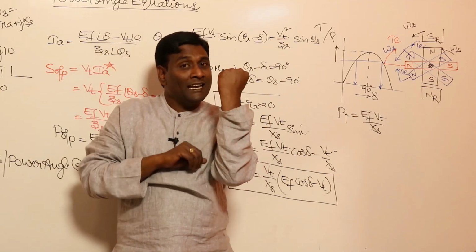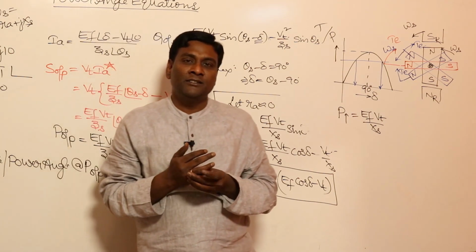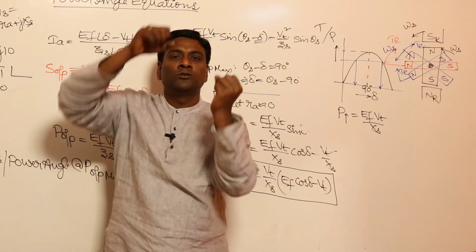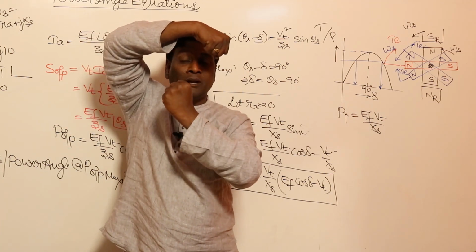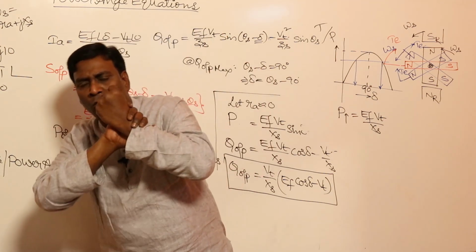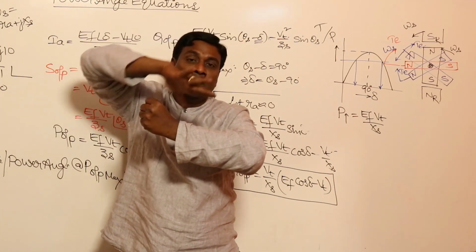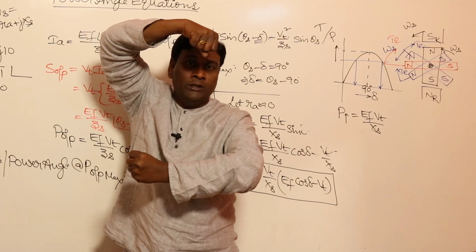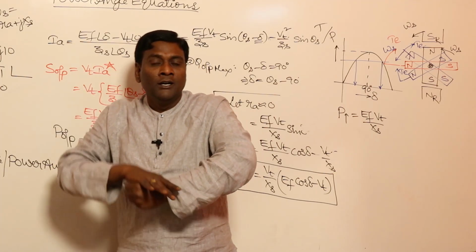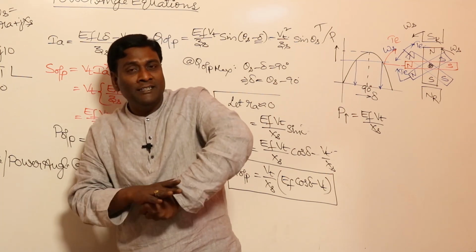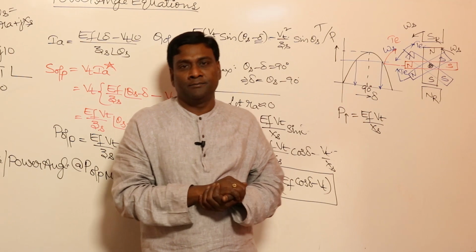Now you will understand why the steady state stability limit is 90 degrees. Who is keeping the rotor from here to here? The prime mover input. When the prime mover input is more, it will go here. If the prime mover input is still more, it will go here. If the prime mover input is maximum, it will go here. From here, if I increase the prime mover input, the input torque is increased, but the back torque is reduced. So the rotor will accelerate.